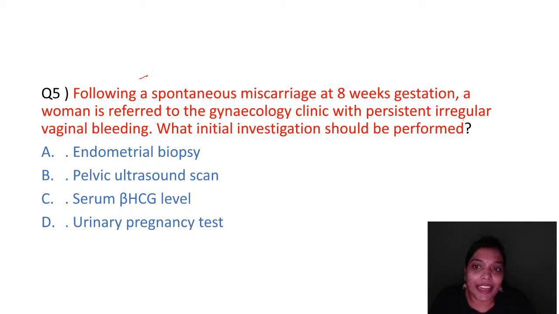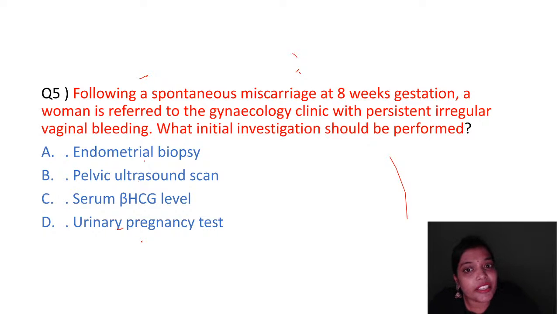Following a spontaneous miscarriage at 8 weeks gestation, a woman is referred to the gynecology clinic with persistent irregular vaginal bleeding. What initial investigation should be performed? Endometrial biopsy, pelvic ultrasound scan, serum beta HCG level, urine pregnancy test. She actually had a spontaneous miscarriage, but she's still having persistent irregular bleeding. Usually after a spontaneous miscarriage, normally by 1 week they stop bleeding and everything gets over. It's like a period. But this female is having persistent vaginal bleeding. What initial investigation should be performed? Will it be serum beta HCG or something else?